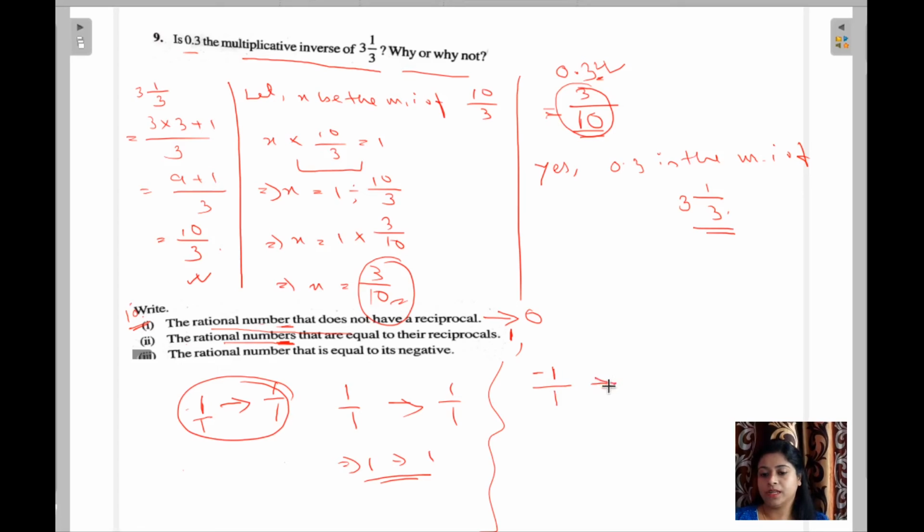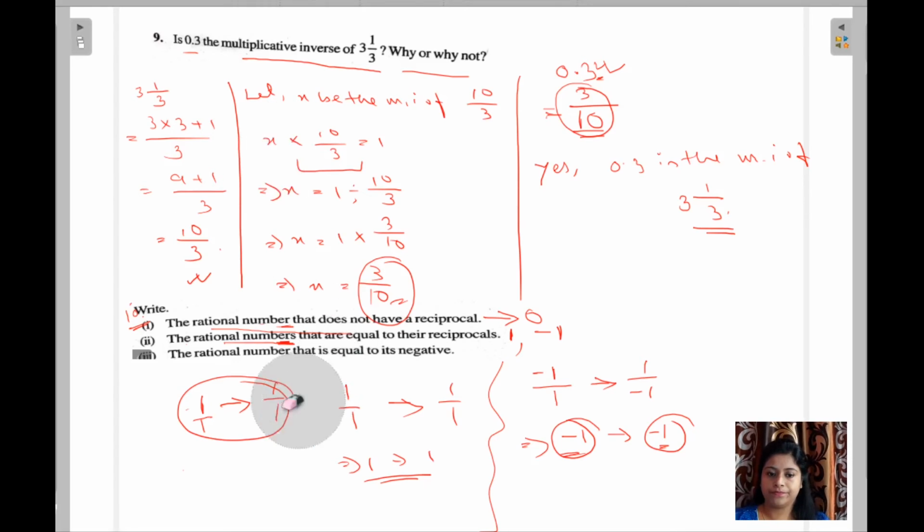So what will be the reciprocal of minus 1 by 1? It will be 1 by minus 1. So ultimately these two numbers we can write as minus 1, and this is also ultimately minus 1. So the reciprocal of minus 1 is minus 1 only. So we can write it here, minus 1. These are the two rational numbers whose reciprocals are equal to them.